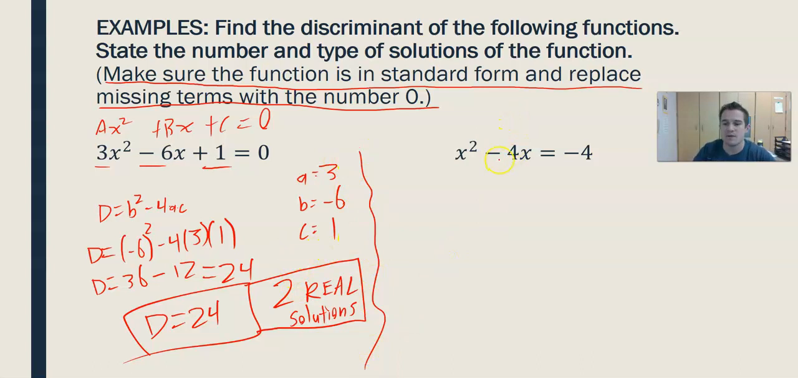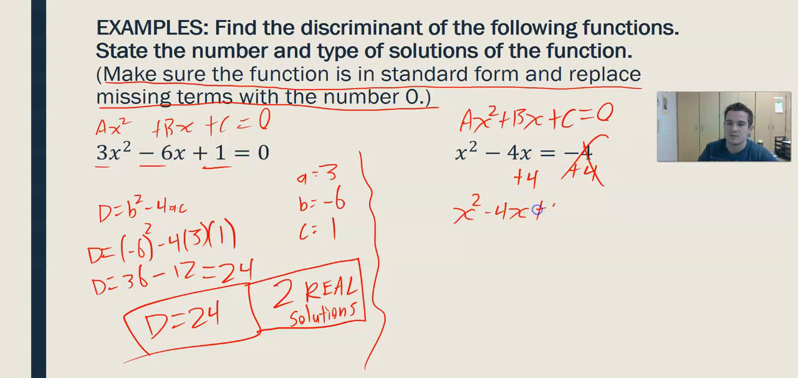Here I have x squared minus 4x equals negative 4. First, am I in standard form? ax squared plus bx plus c equals 0. No, I have this negative 4 over here, so I need to add 4 on both sides before I start. So I have x squared minus 4x plus 4 equals 0. Now I'm good.